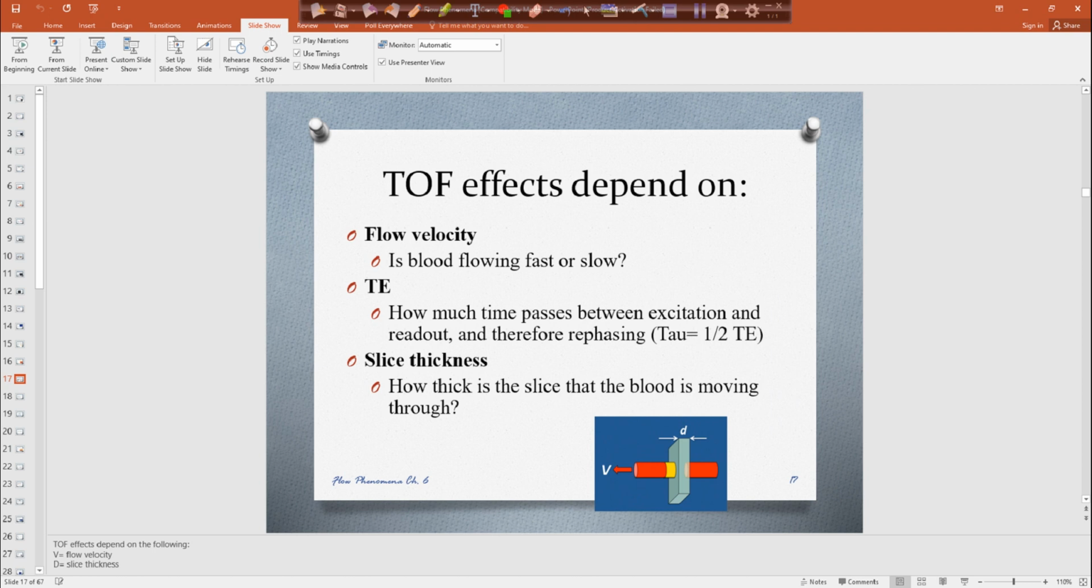So our time of flight effect depends on three things. How fast that blood is moving, our TE, which is what? Echo time. Remember, it's always reversed, echo time. And our slice thickness, how thick that slice is. 3 millimeters versus 5 millimeters versus maybe less than 1 millimeter.